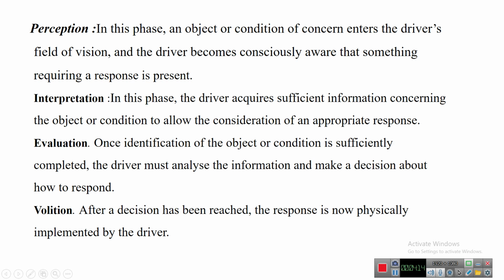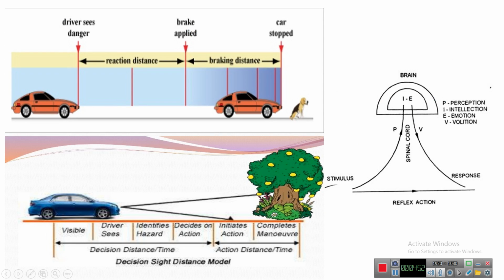If it is a road hump, what is the height of the road hump? What is the width? How much do you have to slow down your vehicle? Whether you have to change your gear? How you have to apply the brake? Where you have to apply the brake? That is evaluation also. After identifying, interpretation and evaluation both will work simultaneously. Next, once you have decided what you have to do, volition is the final decision. Applying your final decision, where you have to apply the brake, how much you have to pedal your brake, all those things are in volition.